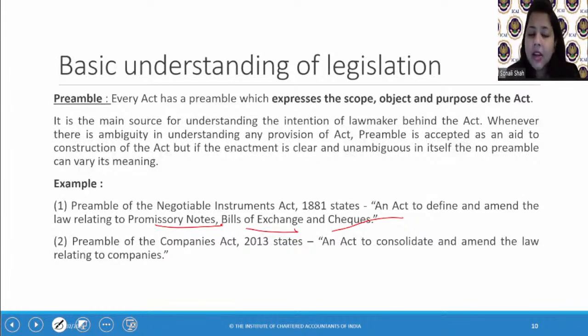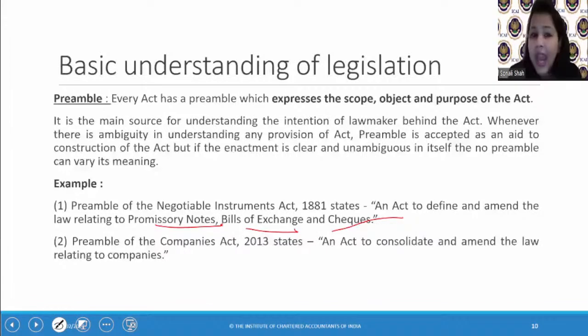Correct? Similarly, if you read the preamble of the Companies Act 2013, it says an act to consolidate and amend the laws relating to the companies. So the preamble basically tells you about the intention of the lawmaker behind the act. What was the purpose of the act? And it is an accepted aid for the construction of the act.